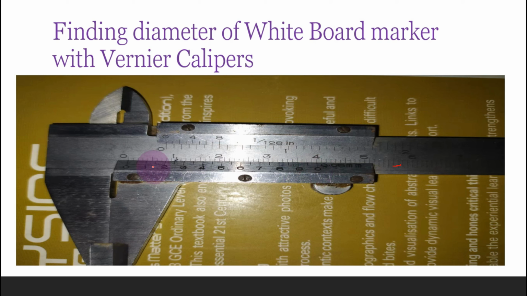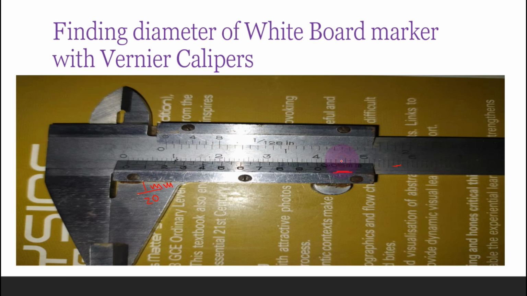But further it is divided into sub marks. So you can say that it is 1, 2, 3, 4, 5, 6, 7, 8, 9, 10, 11, 12, 13, 14, 15, 16, 17, 18, 19, 20. So there are 20 small divisions on the vernier scale, and the smallest division on the main scale is 1 millimeter. So we divide 1 by 20 and we get 0.05 millimeter, which is written over here.